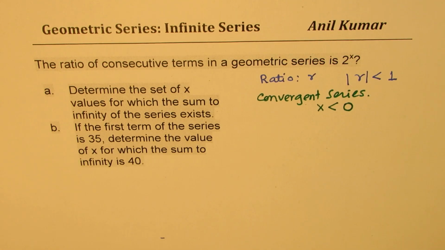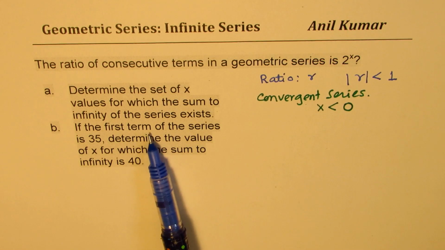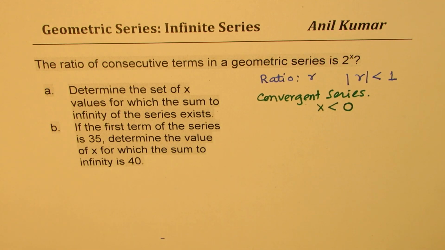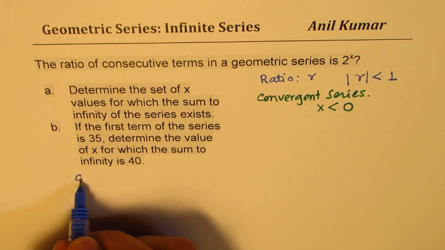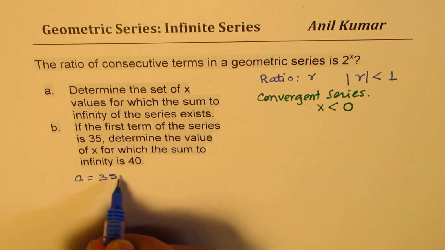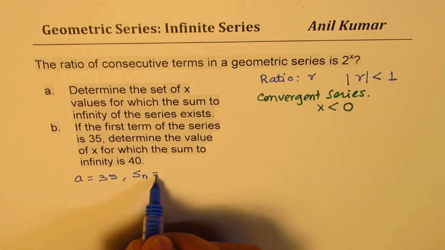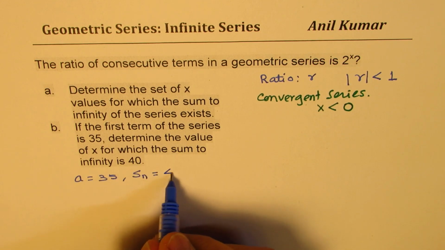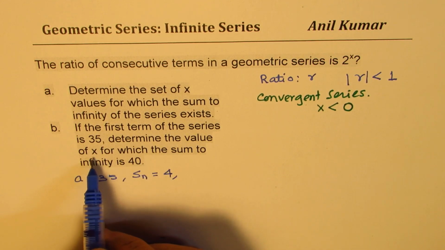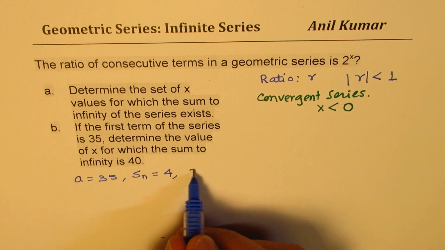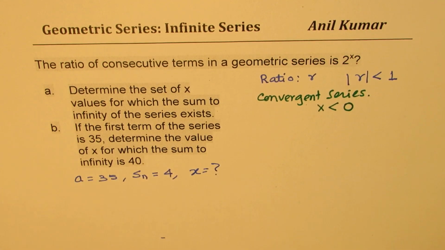Part B is, if the first term of the series is 35, that means we are given here a equals 35, and we are given the sum of the infinite series is 40. We need to find what is the value of x, right? So we need to find what x is equal to, right? So that is the question for us.